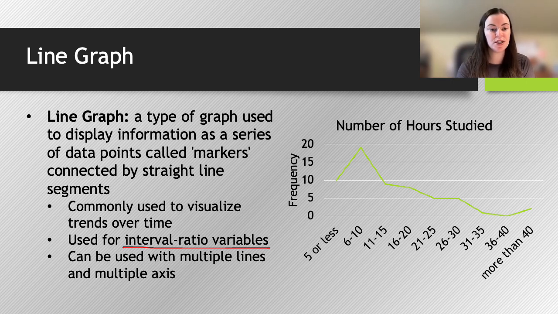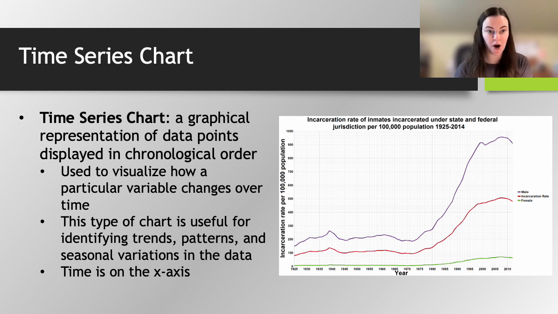We can also use this with multiple lines and multiple axes, and oftentimes these are displayed in our next type of chart, which is a time series chart, which is a form of graphical representation of data points that are displayed in chronological order. Again, we are measuring changes over time. So oftentimes with a time series chart, our x-axis here at the bottom is going to be some form of time, whether that's year, month, day, anything in that nature.